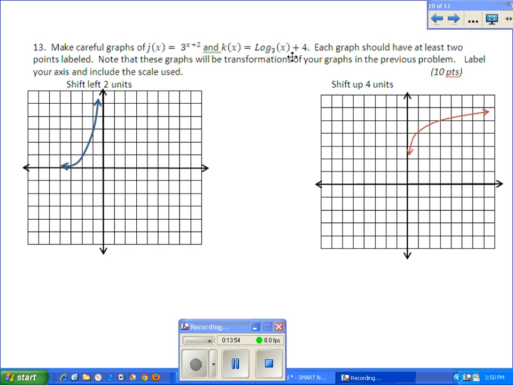Log base 3 of x plus 2, since the plus 2 is outside of the function, this one's going to be a vertical shift up 2 units. So again, I took my red line from above, shifted it up. The point 1, 0 that was here is now at 1, 2, and the point 3, 1 that was on the previous graph is now at the point 3, 3. And with those 2 points, I get a nice looking graph.